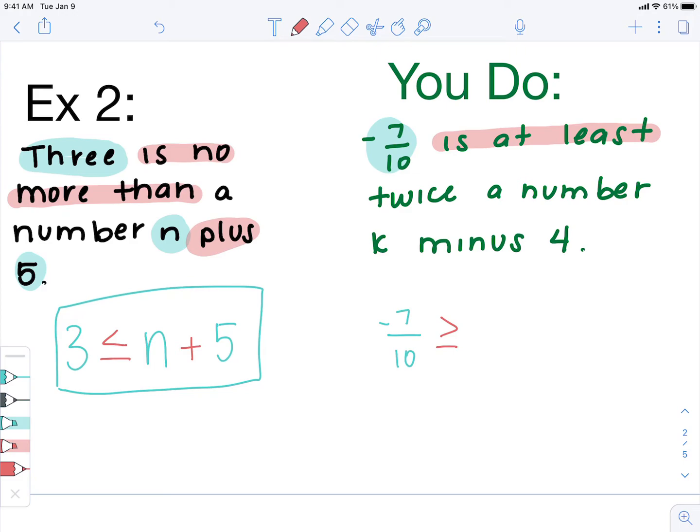Oh, I didn't say twice number. So what do I do with that twice? So 2, in parentheses. It's a 2, right? Twice a number k, right? So 2k. Yep. The minus is a minus. And then I've got a 4. Yeah.